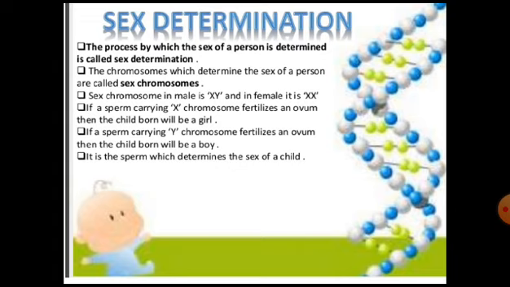If a sperm carrying an X chromosome fertilizes the ovum, then the constitution will be XX. That means a female will be produced. If the sperm carrying a Y chromosome fuses with the female gamete, the baby will be a male. Sex is determined by the sperm.